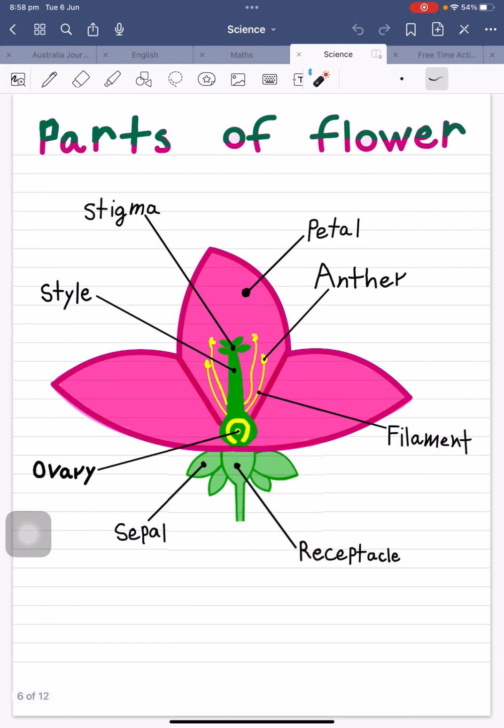And here basically this is the parts of a flower. I really love this because I actually drew the flower and I really love how neat I made it. And I made these notes all by myself, by the way. So there's stigma, petal, anther, style, ovary, stamen, and filament.